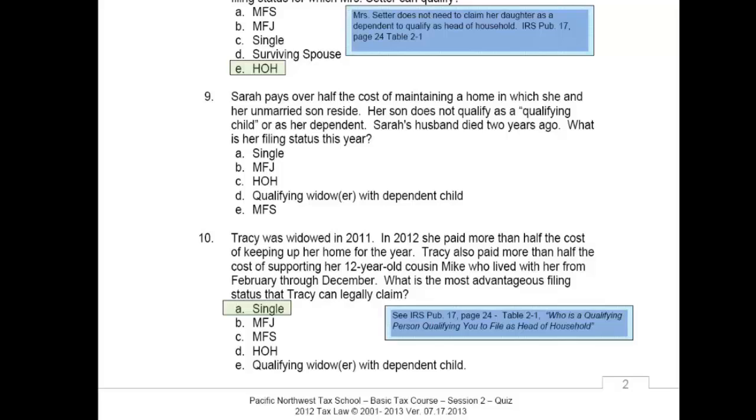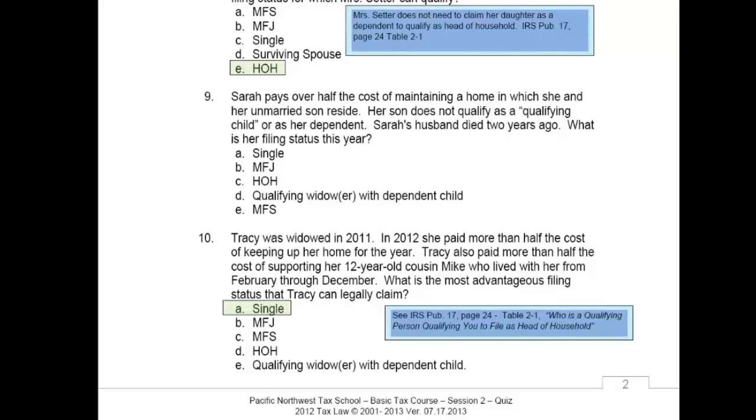Tracy was widowed in 2011. In 2012, she paid more than half the cost of keeping up her home for the year. Tracy also paid more than half the cost of supporting her 12-year-old cousin Mike, who lived with her from February through December. What is the most advantageous filing status that Tracy can legally claim?